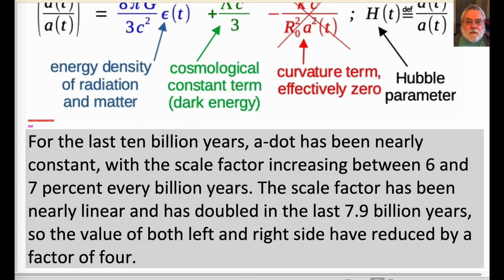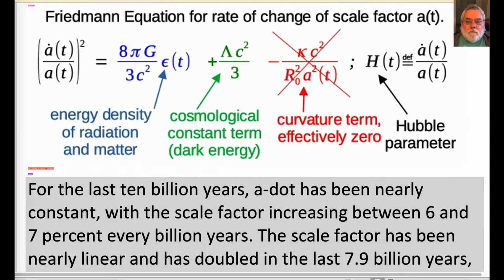For the last 10 billion years, A dot has been nearly constant, with the scale factor increasing between 6 and 7% every billion years. The scale factor has been nearly linear and has doubled in the last 7.9 billion years. So the value of both left and right sides have reduced by a factor of 4 in that time. The universe has been expanding because it was expanding after the Big Bang, and the conditions of the universe have not halted the expansion. We will see that.